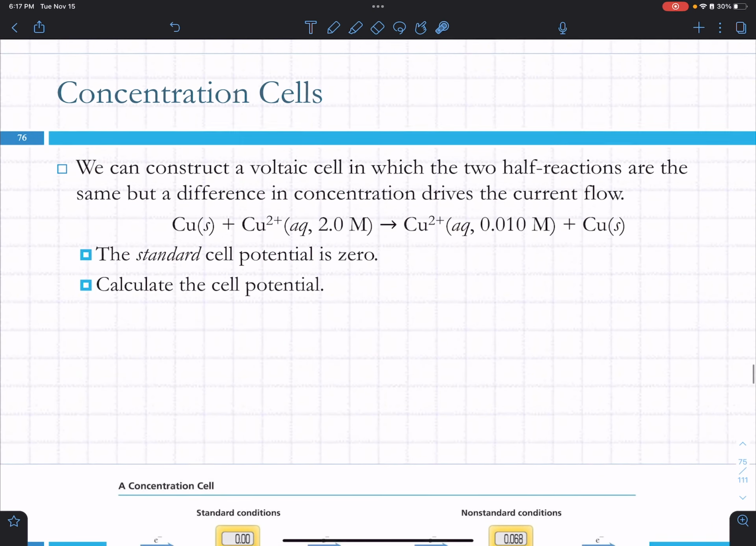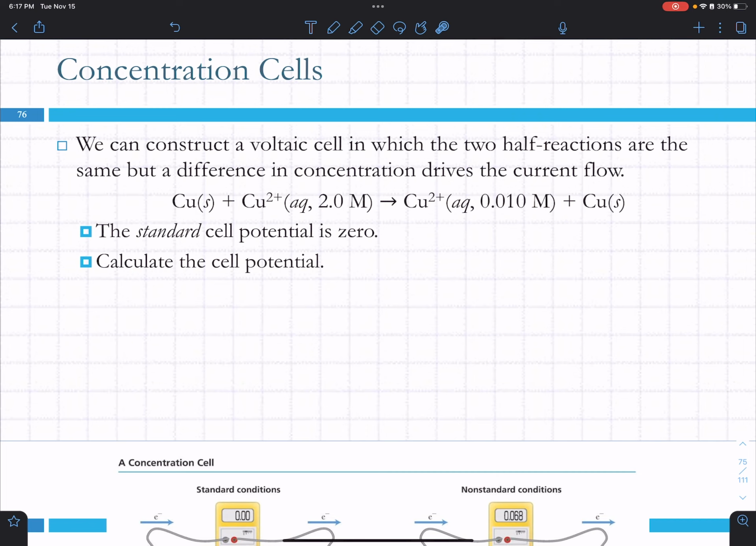So this is what I was thinking of earlier. You can actually have a cell that's a spontaneous reaction that's made of copper and copper, just because the concentrations on either side are different. You can create enough of a difference to cause a spontaneous reaction. So on the left side, we have 2 molar copper. On the right side, we have 0.01 molar copper 2+.